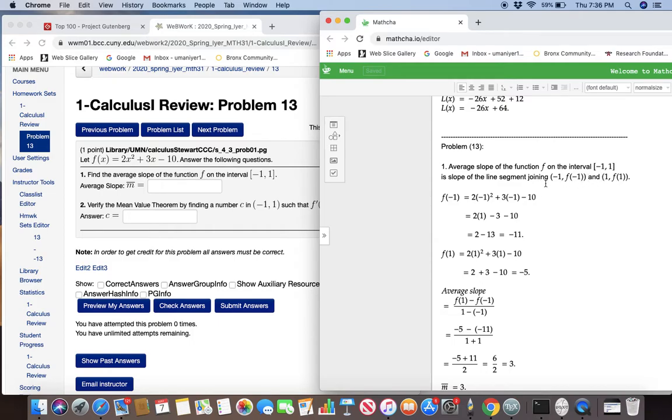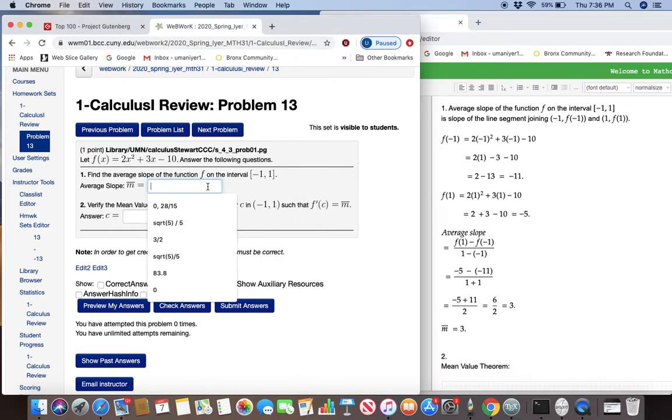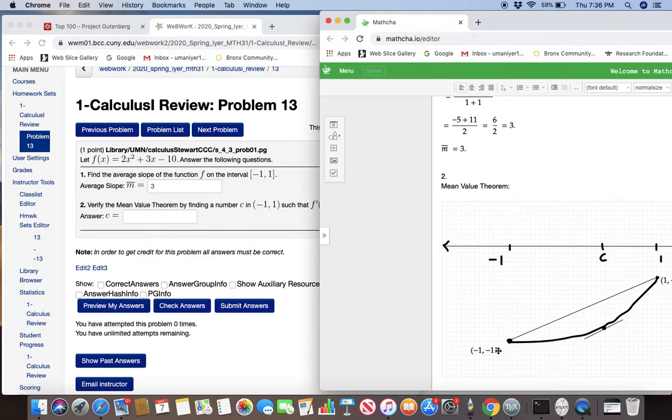With the second point and first point, find the slope. This minus this over 1 minus -1. So I've substituted -5 minus -11, and that gives me my slope to be 3. That is called the average slope. So again, what is average slope? Average slope is the slope of the line segment joining the endpoints of my curve.